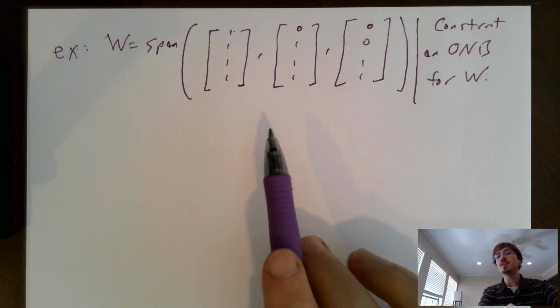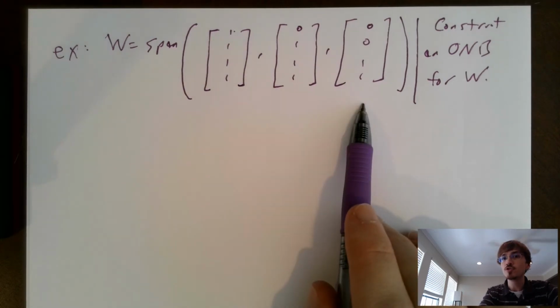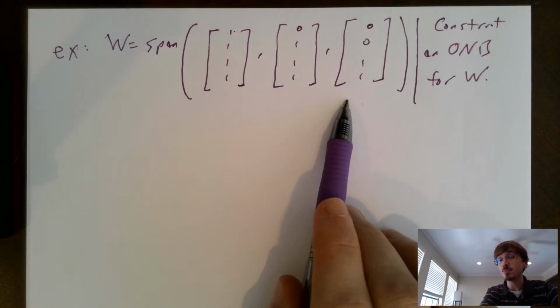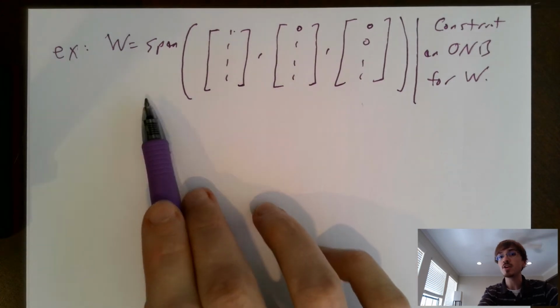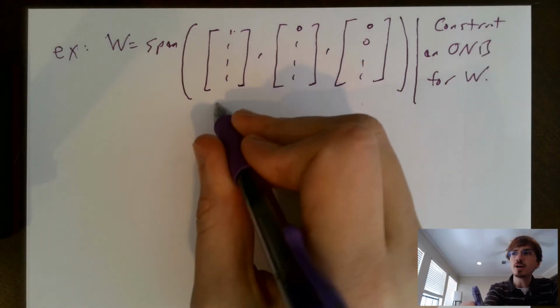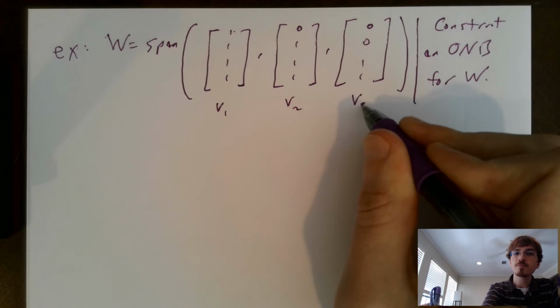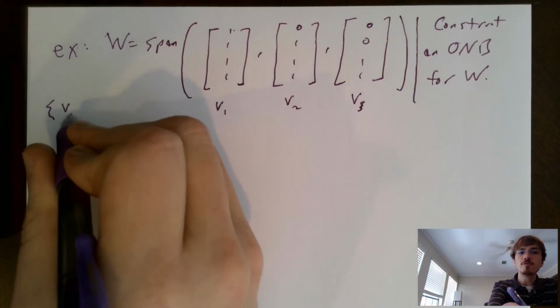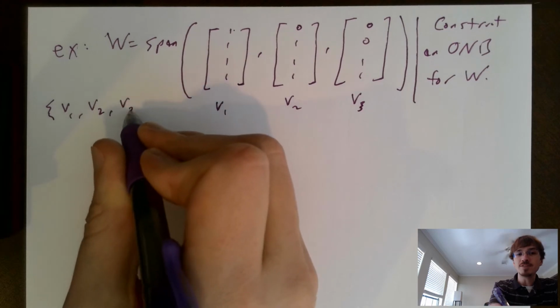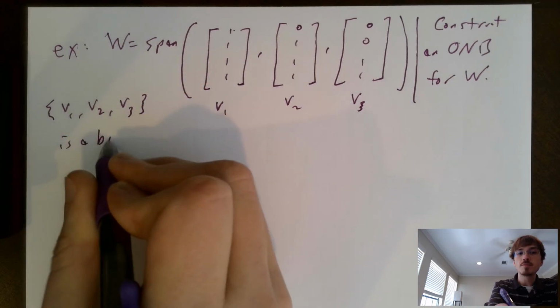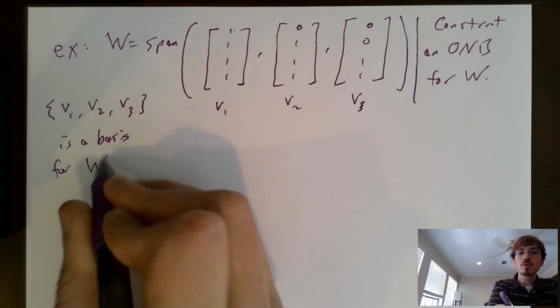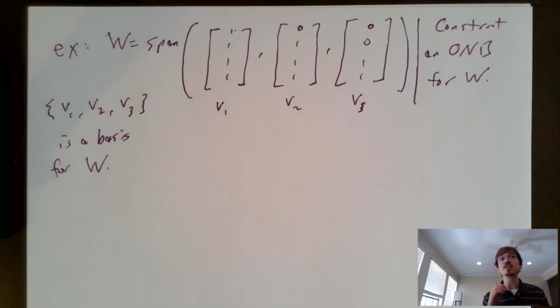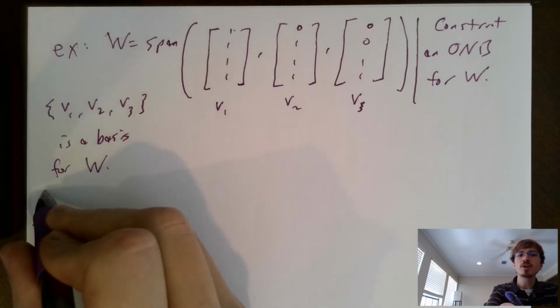And again, we clearly see that these three vectors do form a basis for W. They're linearly independent, and clearly span. So these three vectors, let's call them V1, V2, V3. The set V1, V2, V3 certainly forms a basis for W. But we want to construct an orthonormal basis, which means that the dot product of each pair of our vectors will be 0, and each of them has length 1. How can we do this? The process is going to be the same for us.